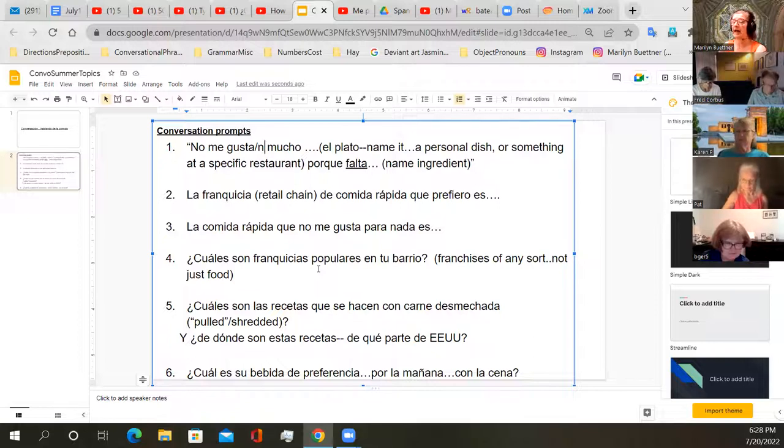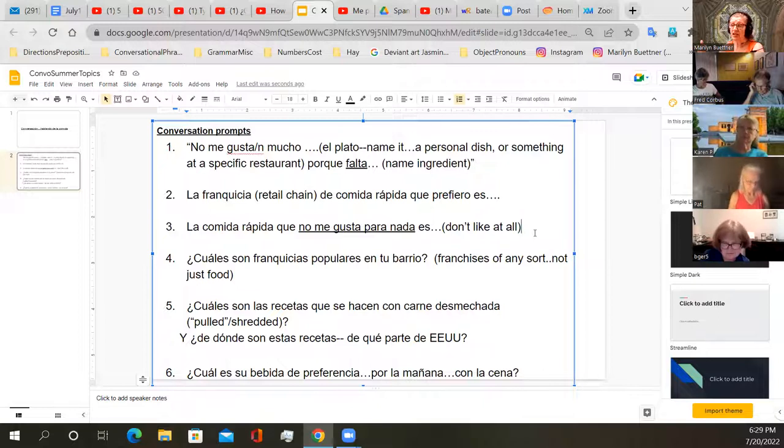La franquicia de comida rápida, the fast food chain. A fast food chain that I prefer if you do fast food at all. La comida rápida que no me gusta para nada. And no me gusta para nada es muy común. This is a real common chunk of words and it always hangs together. And it means don't like at all. That para nada adds in the idea of not at all. And it makes something quite super negative, not at all, okay? ¿Cuáles son franquicias populares en tu barrio?